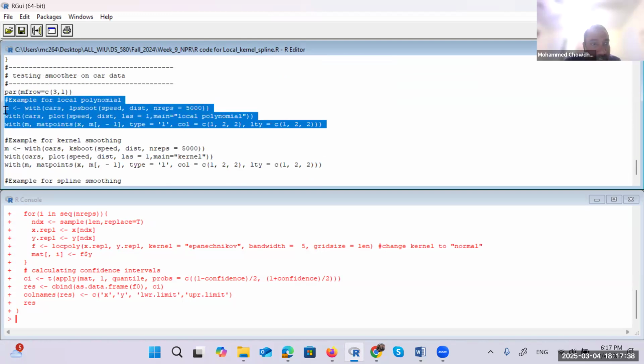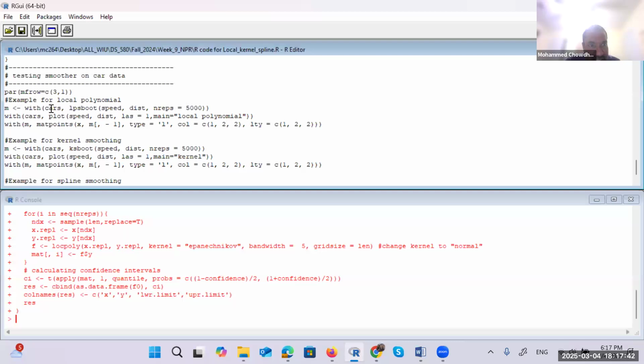In this part, cars is the data. LP as boot is the code for the local polynomial regressions that I already ran. I take speed as the independent variable and distance as the dependent variable. I am replicating it 5,000 times. And then with cars, this is the plot, speed, distance, and las means it is like a raw point size. And this is the title of the graph.